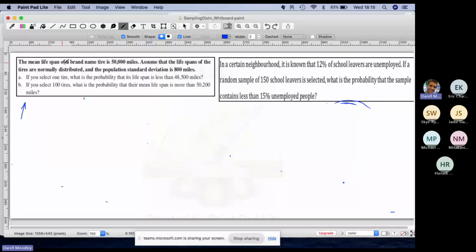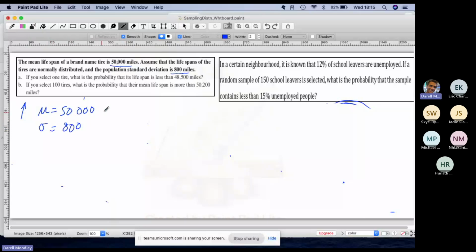It says the mean lifespan of a brand name tire is 50,000 miles. Assume that the lifespan of the tires is normally distributed and the population standard deviation is 800 miles. These values are going to be important; we'll use them in a second. So the mean is 50,000 miles and the standard deviation is 800 miles. In other words, the true mean of these tires is mu, and that is given as 50,000. And your standard deviation, which is sigma, is 800.